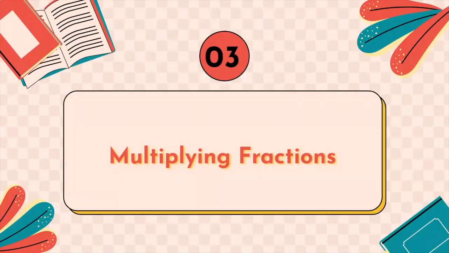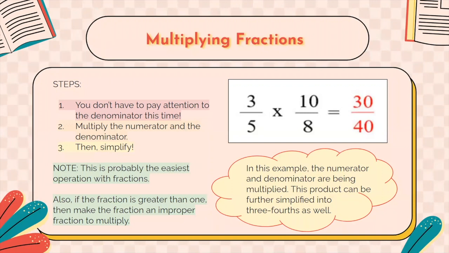Number 3, multiplying fractions. The first step to multiplying fractions is you do not have to pay attention to the denominator this time. The second step is to multiply the numerators and the denominators, then simplify. Note that this is probably the easiest operation with fractions. Also, if the fraction is greater than 1, then make it an improper fraction to multiply.